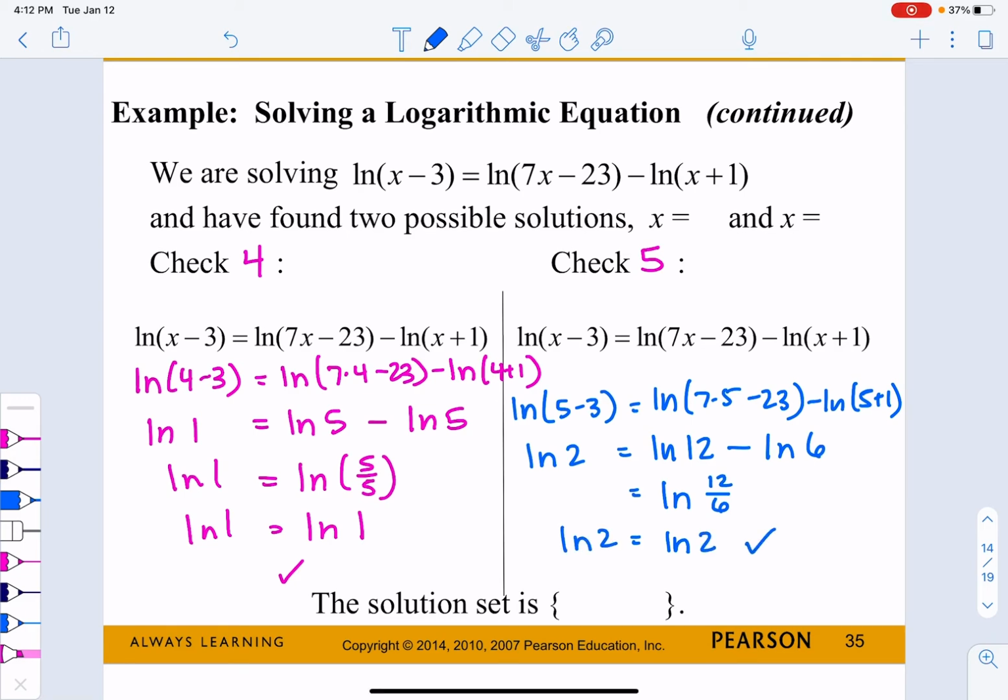There's no limitations with either the 4 or the 5. They both check out okay. So we have two solutions in this case. We have 4 and we have 5.